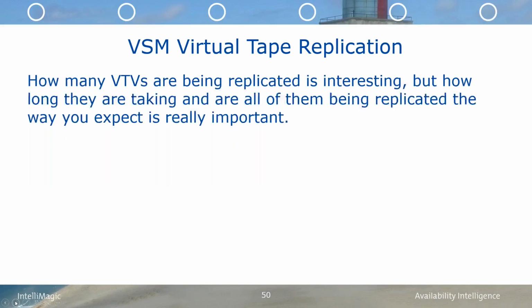One of the things you might be interested in is how many VTVs, or virtual tape volumes, are being replicated. This is, again, for Oracle VSM in this particular case, but we do support other types of virtual tape, including the TS7700. But anyway, how many VTVs are being replicated is interesting, but really how long it's taking and if they're all being replicated the way you expect, that's really important. For example, if you're looking for synchronous replication and you're getting asynchronous replication, you'd want to know that.